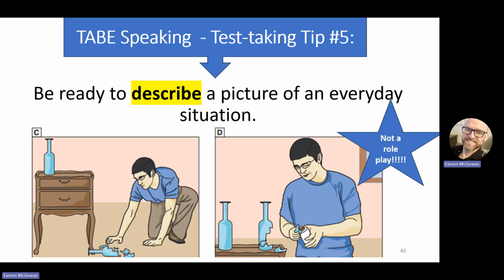Moving on. Test taking tip number 5. Be ready to describe a picture of an everyday situation. This is not a role play, right? This is where we want students to know how important it is to listen to those directions and to know what they need to answer.